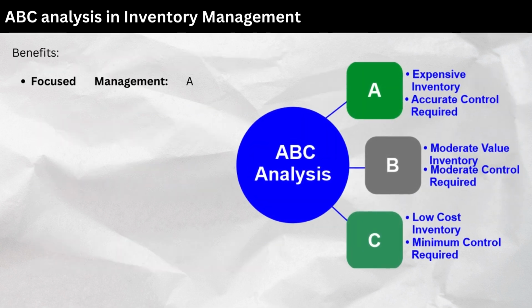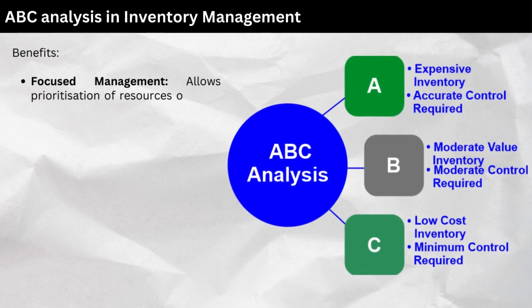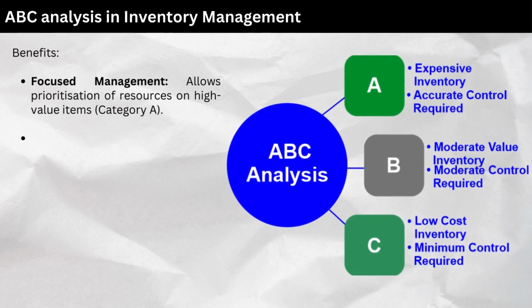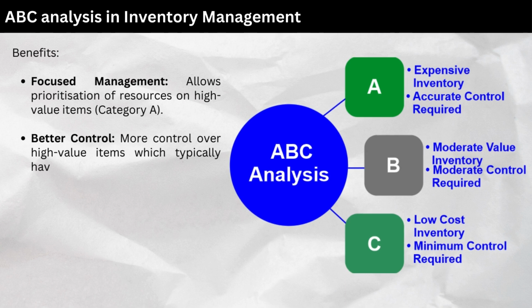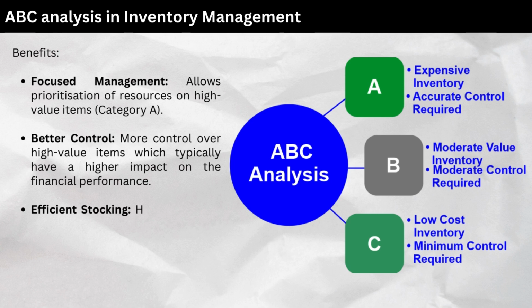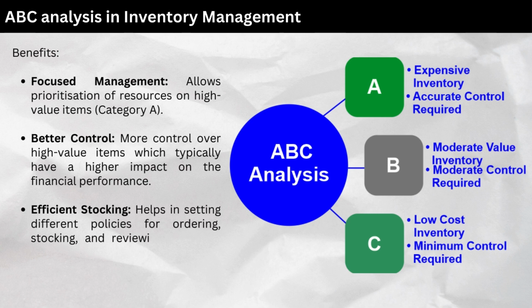Benefits. Focused management, allows prioritization of resources on high value items, Category A. Better control, more control over high-value items which typically have a higher impact on the financial performance. Efficient stocking, helps in setting different policies for ordering, stocking, and reviewing inventory levels based on item classification.